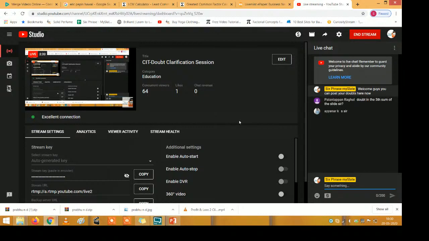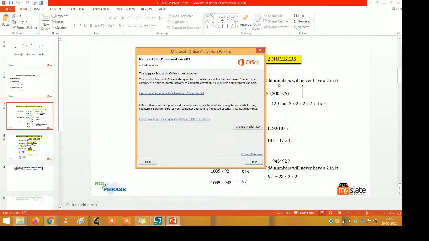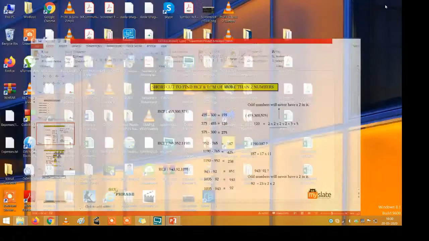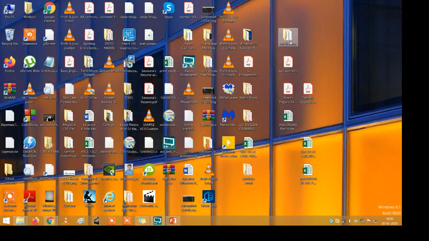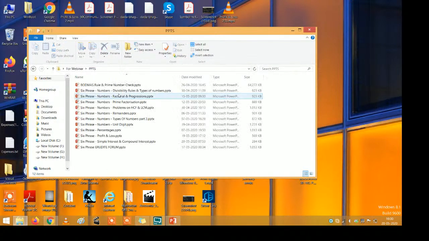Doubt in the fifth sum of the slide, sir. Okay, Palaniappan, he exactly knows which slide it is. Very good. Yes, so we look at it, Palaniappan. I'll just bring it up. I just take down the slides. Fifth slide. If you could tell me what the problem is, Palaniappan, then we'll go over that.